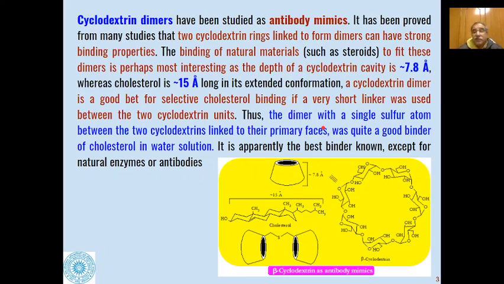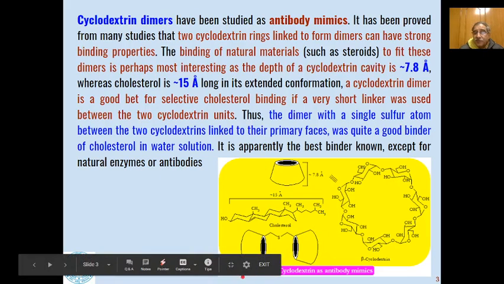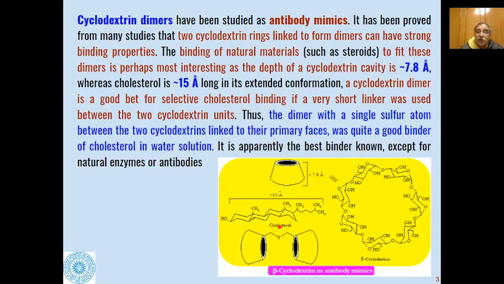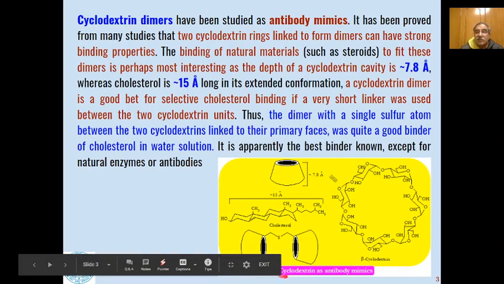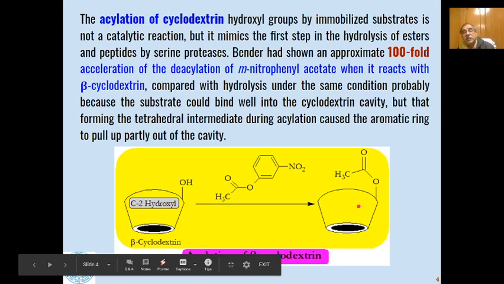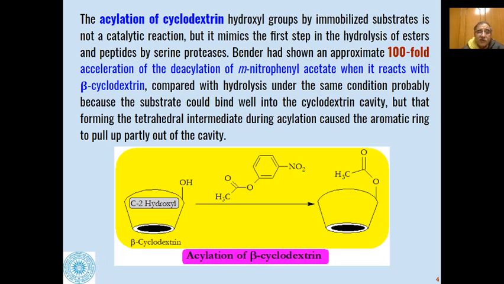So when two molecules of cyclodextrin react with one single sulfur atom, then these types of complexes are formed. So two molecules of beta cyclodextrin linked by a single sulfur atom will have a cavity which will selectively bind cholesterol. So we can synthesize this type of complex as antibody mimics. Then another example is acylation of cyclodextrin.